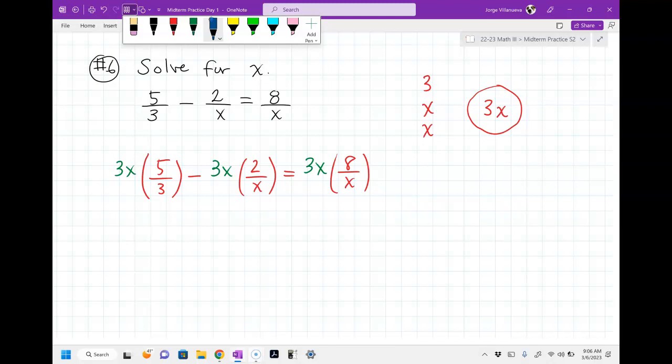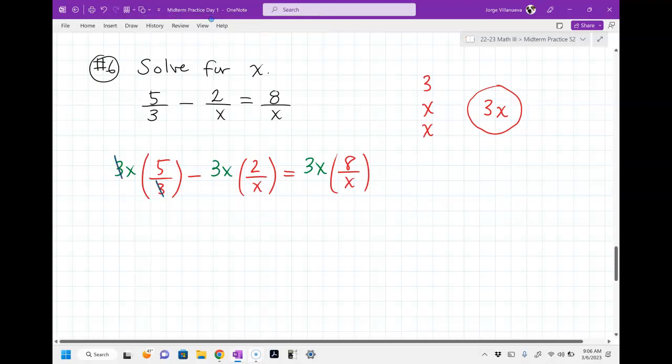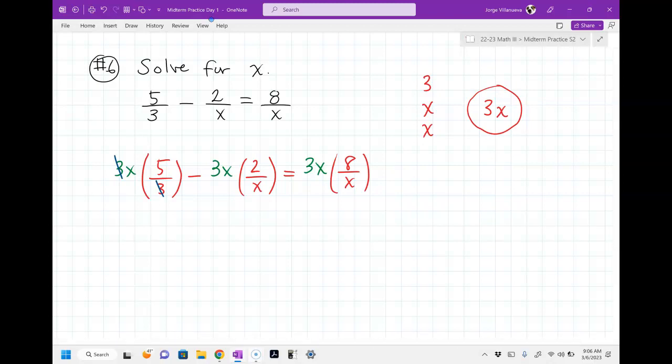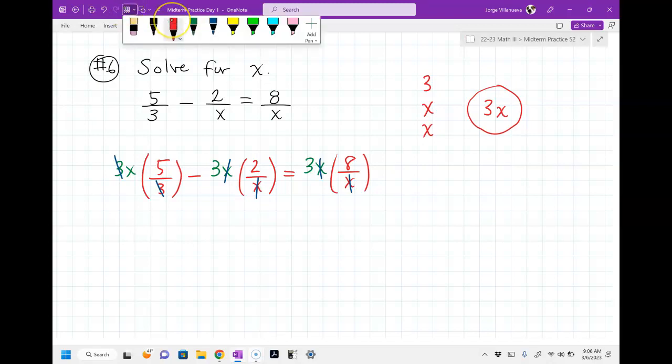A 3. Yeah, this 3 with that 3. What can I cancel out in the second part? 3x times 2 over x. An x. What can I cancel out on the last part on the other side? An x as well. Remember, the reason why we multiply by this 3x is because I want to get rid of my fractions. Look what happens once I do that.